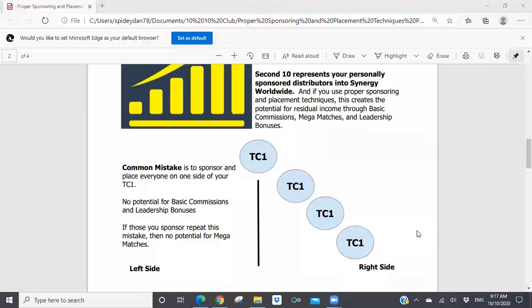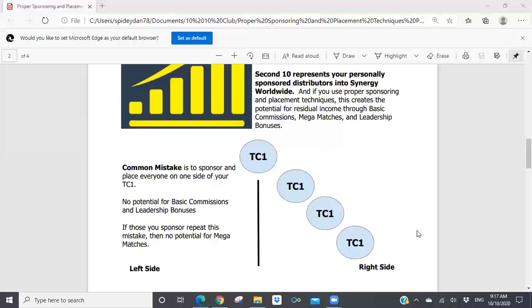And if you just keep sponsoring everyone to the outside of your right leg, or if you sponsor everyone to the outside of your left leg, and your opposite leg has no activity on it, there is absolutely no potential for basic commissions, absolutely no potential for leadership bonuses. And if those people that you sponsor repeat that same mistake, then there's absolutely no potential for mega matches. This is the common problem that most people make, that they only focus on one side of their organization. They think that if they can create a strong leg, they're going to be highly successful in Synergy Worldwide. No, you want to create two legs.